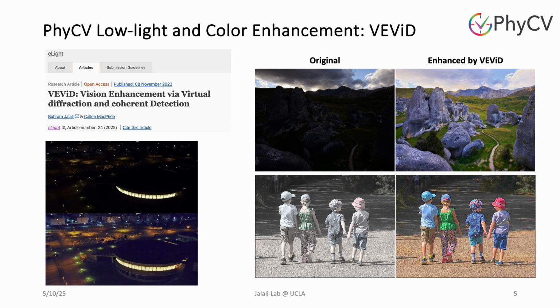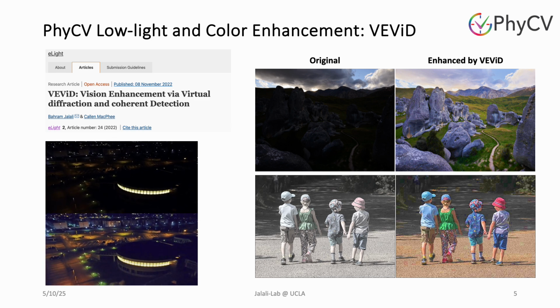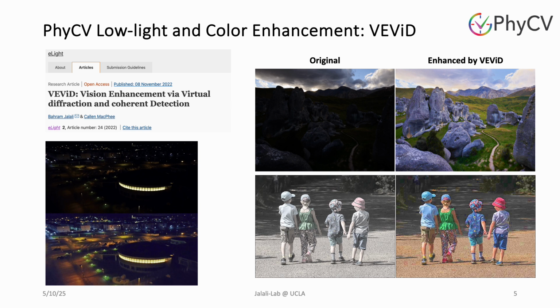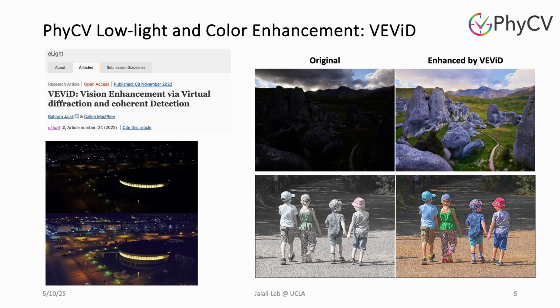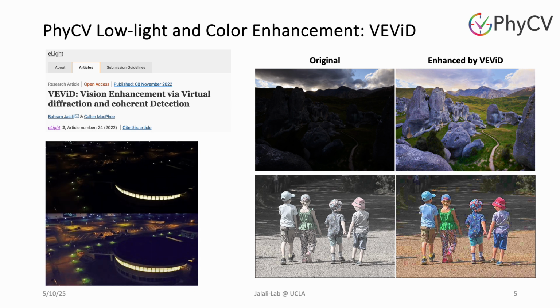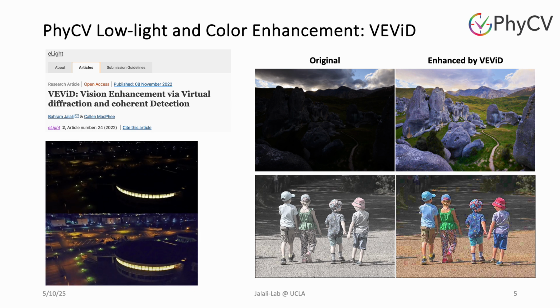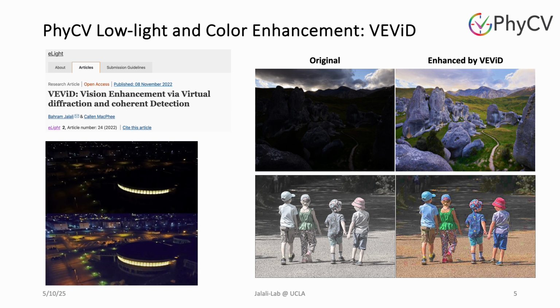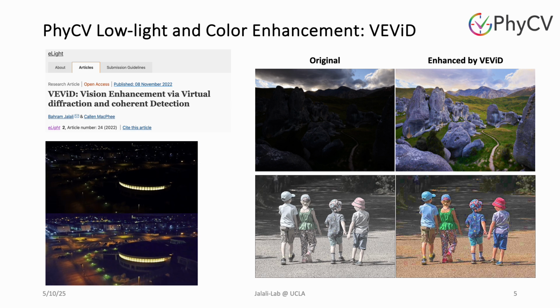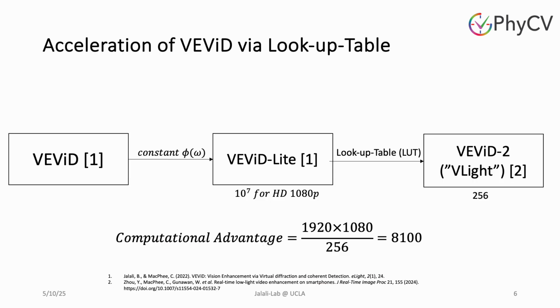This example shows a dark drone video enhanced using Vivid, where previously obscured details become clearly visible in the output. Beyond low-light enhancement, Vivid can also be applied in the saturation channel in HSV color space, transforming undersaturated colors into natural-looking tones while preserving visual fidelity.